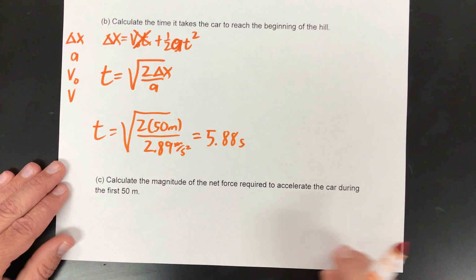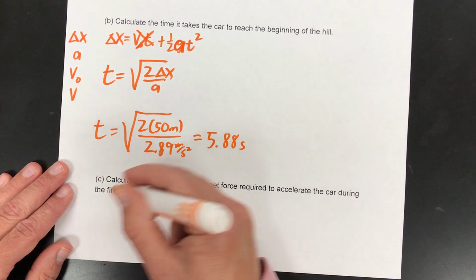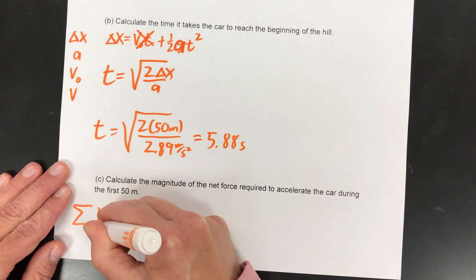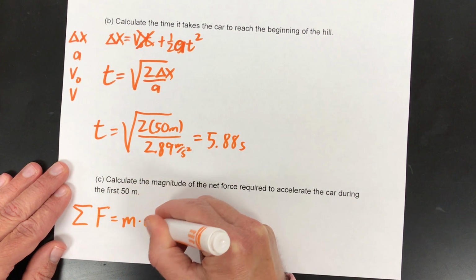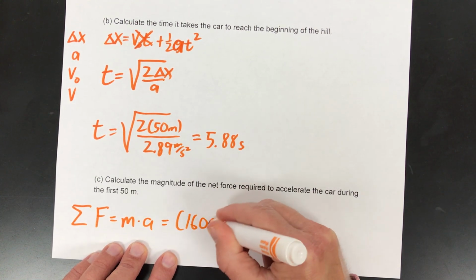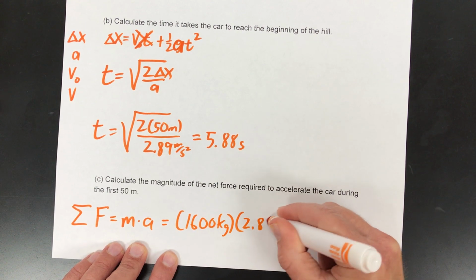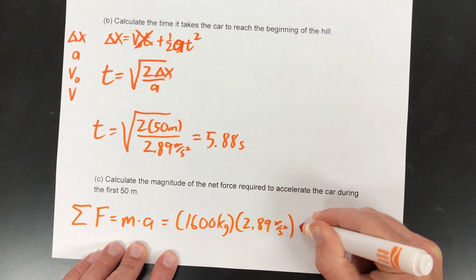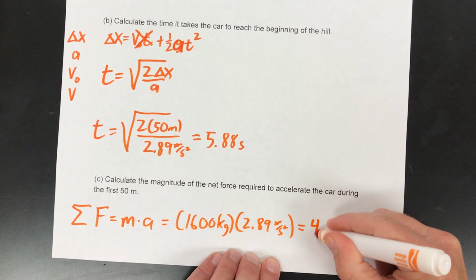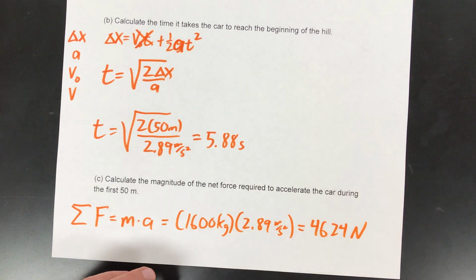All right, so now, calculate the magnitude of net force required to accelerate the car in the first 50 meters. This one's so easy you might overlook it. Net force is simply equal to mass times acceleration. So we've got the mass, they gave it to us. It's 1,600 kilograms. And the acceleration was what we solved on the other page, 2.89 meters per second squared. And so when you work those out, you get about 4,624 newtons there.